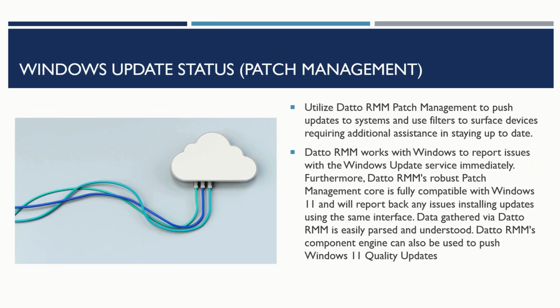Also with the Windows update status, aka patch management, you can utilize Datto RMM patch management to push updates to systems and use filters to surface devices requiring additional assistance in staying up to date. Datto RMM works with Windows to report issues with the Windows Update service immediately. Furthermore, Datto RMM's robust patch management core is fully compatible with Windows 11 and will report back any issues installing updates using the same interface.